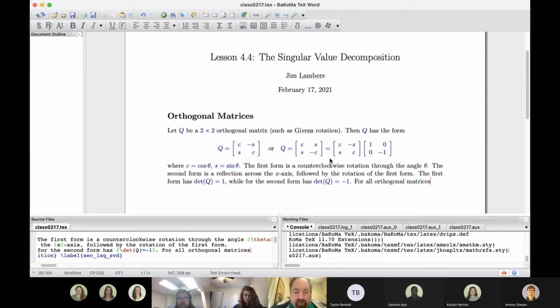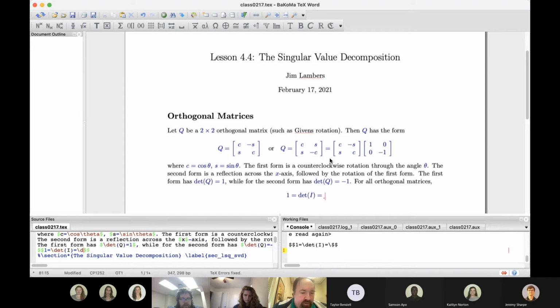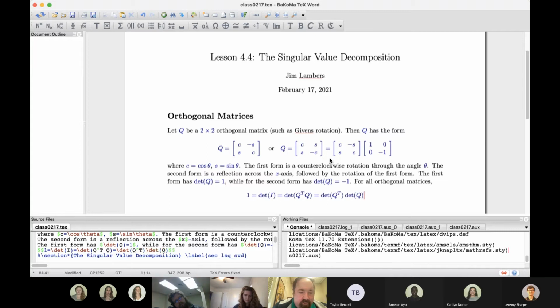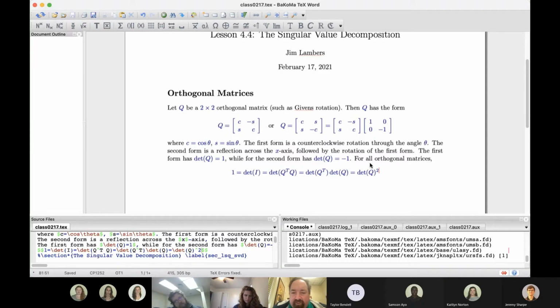For all orthogonal matrices, we have the following. 1 is equal to the determinant of the identity, which is also the determinant of Q transpose Q. But the determinant of a product is the product of determinants, and the determinant of a transpose is the same as the determinant of the original. So this tells you right there that the determinant of any orthogonal matrix has to be plus or minus 1. So these are the two possibilities.